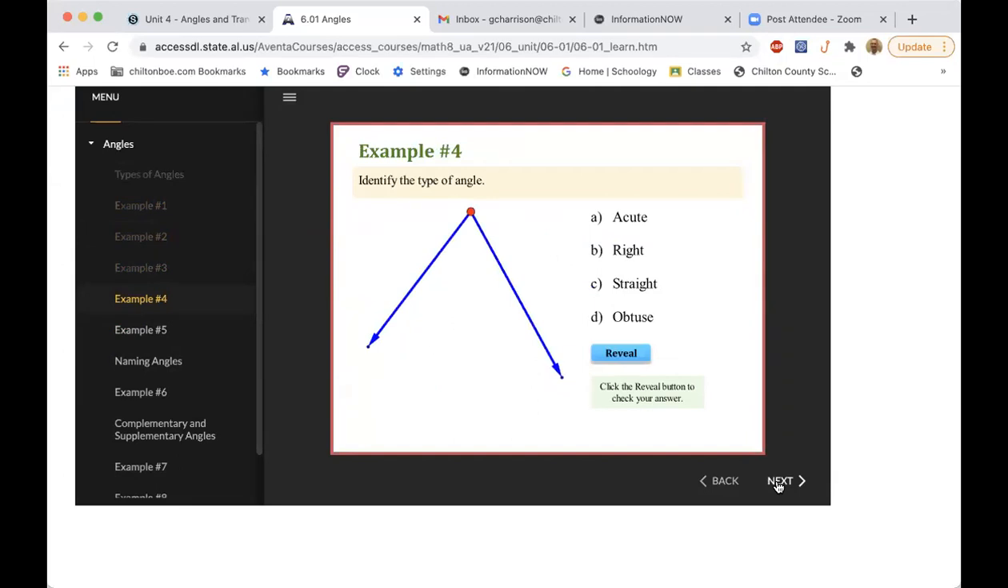Number four. This is less than 90 degrees, so it is an acute angle.